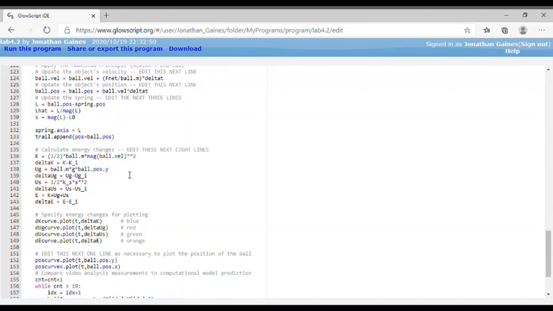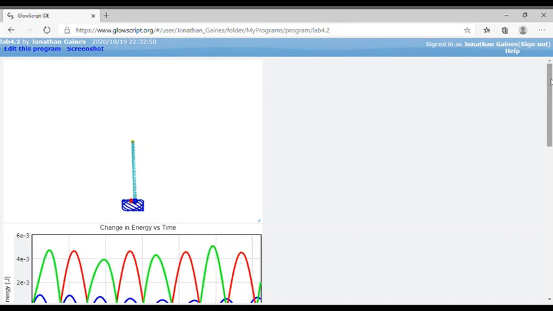And then down here I have the same energy formulas, and I also have formulas for the change in energy for each different one. Here's my code running.